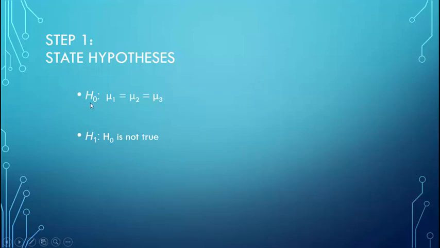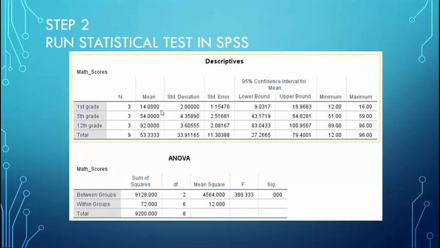Okay, here are the hypotheses. Same as before, the null is that mu for group 1 is equal to mu for group 2 is equal to mu for group 3, that there should be no difference in math test score based on grade in school. The alternative is that the null is not true, that somewhere in there we're going to find a statistically significant difference. At least one mean is different from at least one other mean. We run our test in SPSS. Here are 3 people in each group. First graders have a mean of 14, fifth graders a mean of 54, 12th graders a mean of 92.